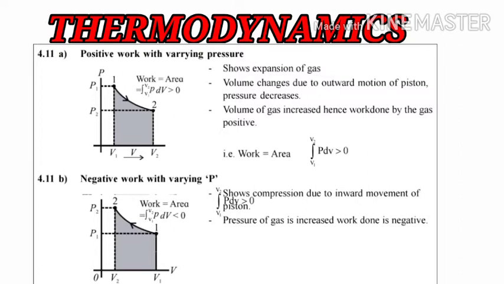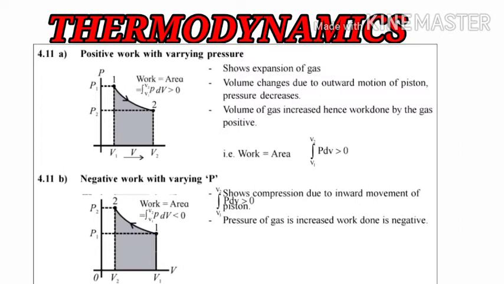Students, the volume of the gas is increased, thus the work done by the gas on the piston is positive. Hence we can say the work done can be represented by the area under the curve, due to the force exerted by the gases on the piston. Thus the work done is equal to the integral of PdV, between the limits V1 to V2, the initial volume up to the final volume, which is greater than 0.